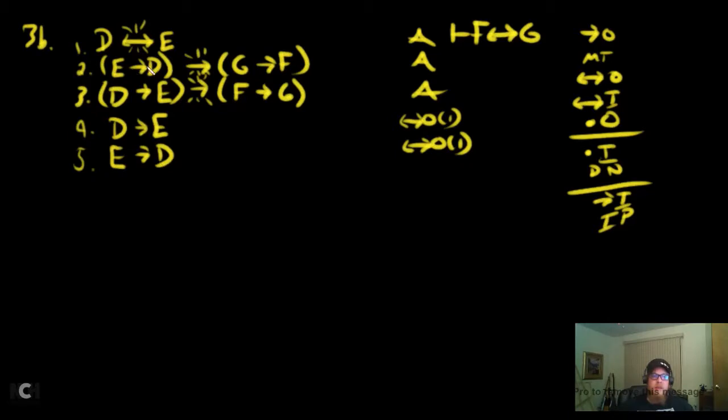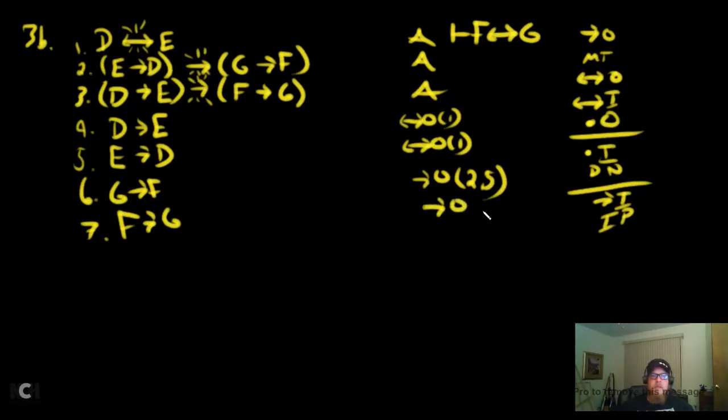What does this unlock? I got the left side match. It unlocks G arrow F. Okay, arrow out, 2 and 5. And also here, again, line 3, we just got the left side match in line 4. So what does that unlock? F arrow G. Okay, arrow out. In this case, 3 and 4.